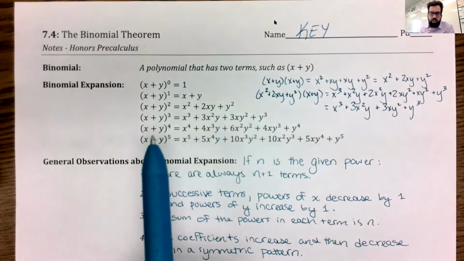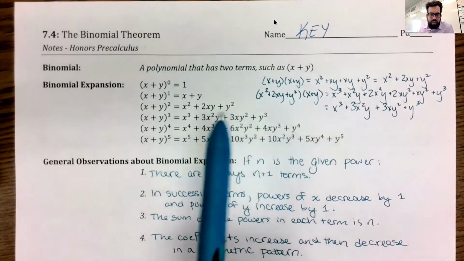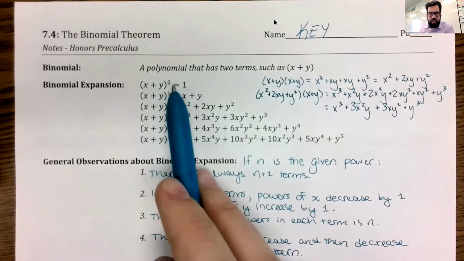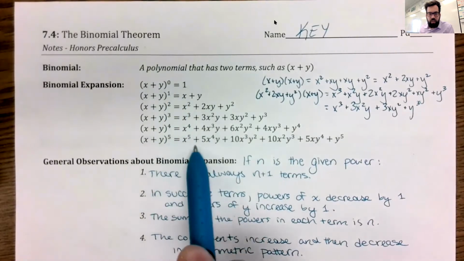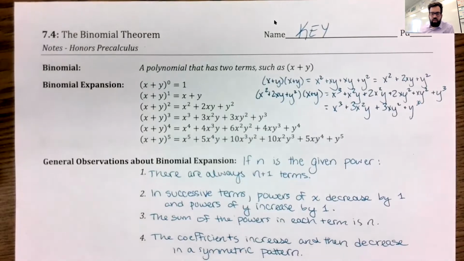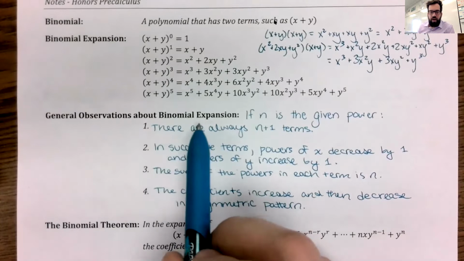So I'm just going to ask you to trust that then if we multiply it by x plus y again, and then again, we'd get these next two lines, right? So the whole point of this lesson is to say, doesn't matter what this exponent is, we can find these answers a lot quicker than multiplying by x plus y 1,000 times. So let's first just look for some general observations about binomial expansion.